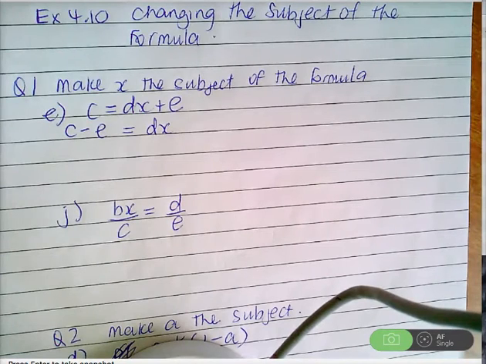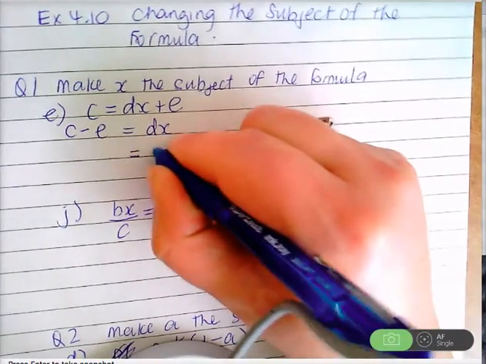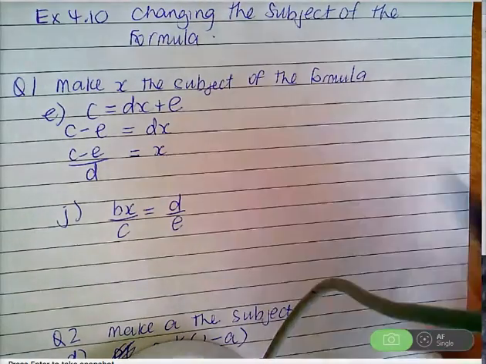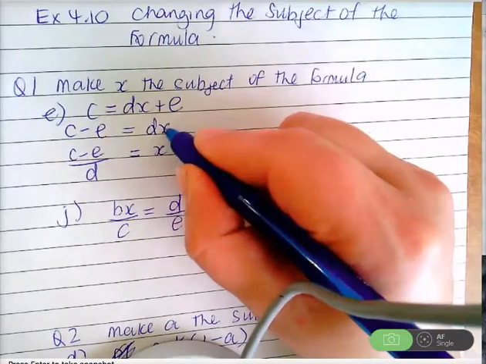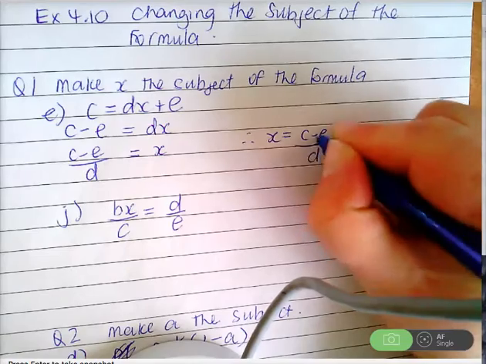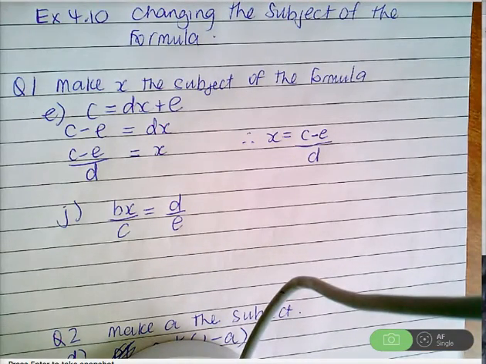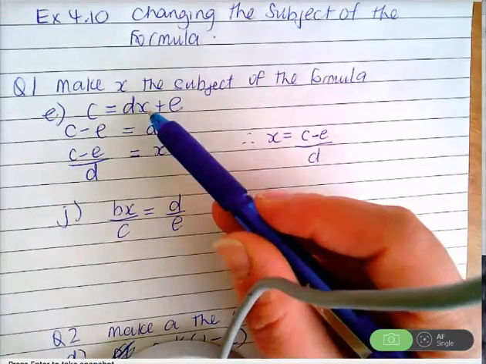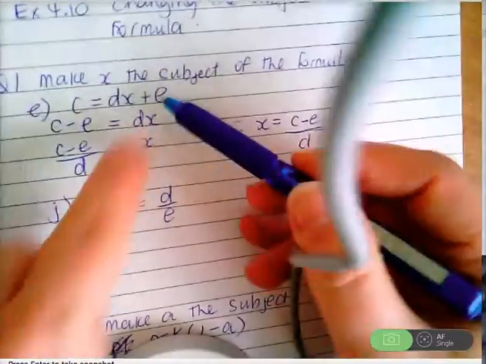Now what do we do? Julie, I want x on its own. What's it attached to? Yes, you divide by d. So we divide by d. Okay, so that's your answer. So therefore, girls, because that's x times d or d times x, your answer is x equals c minus e over d. Girls, the main thing here, if you want to make x the subject, we don't want negative x to be the subject. We want x to be the subject. So keep the dx here because it's positive. Move the e and then divide through by d.